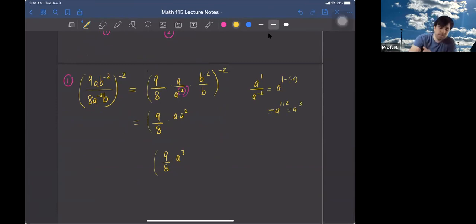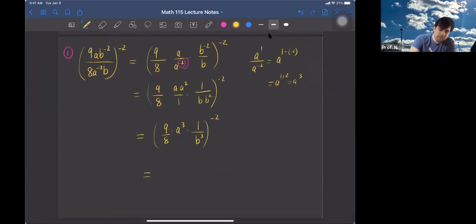So if I have a negative exponent, just make it positive by putting it above. Look at this. If I have a negative exponent in the numerator, make it positive by doing what? Putting it in the denominator. That's it. It's as simple as that. So you do 1 over b times b squared to the negative 2. And I get what? 1 over b cubed to the negative 2. And now I can make this into a single fraction. This is 9a cubed over 8b cubed. And this whole thing is being raised to the negative 2 power.